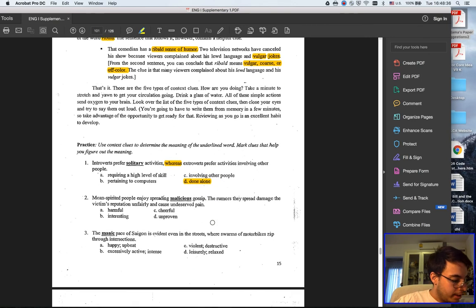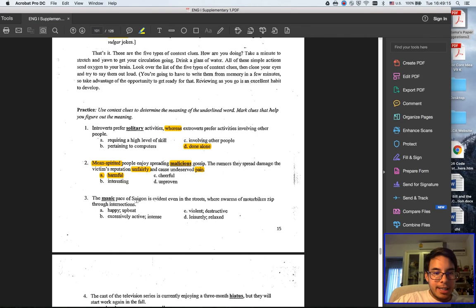Number 2, we're looking for the definition of malicious. Mean-spirited people enjoy spreading malicious gossip. The rumors they spread damage the victim's reputation and cause them undeserved pain. So all of these are really great context clues. We have pain, we have mean-spirited. Now we know that cheerful doesn't work, unproven doesn't work, interesting doesn't work. The only one is harmful, which matches pain.